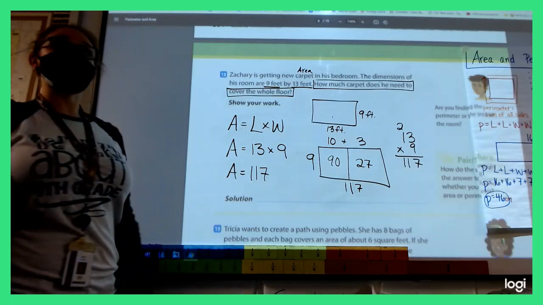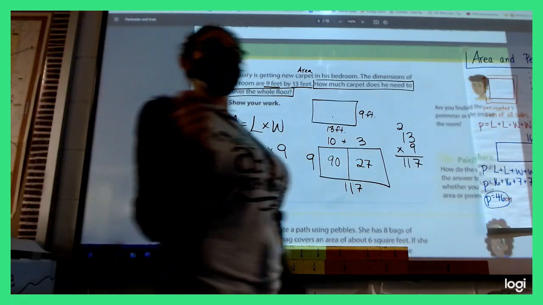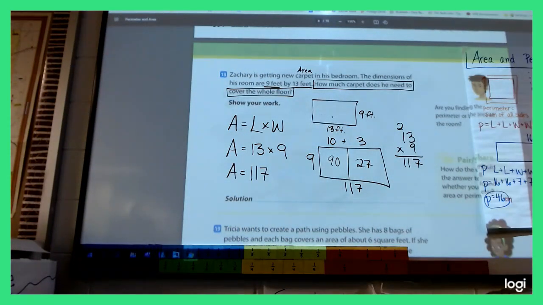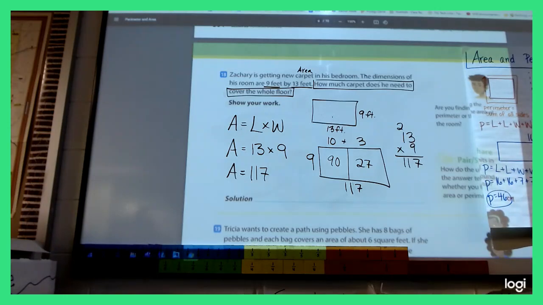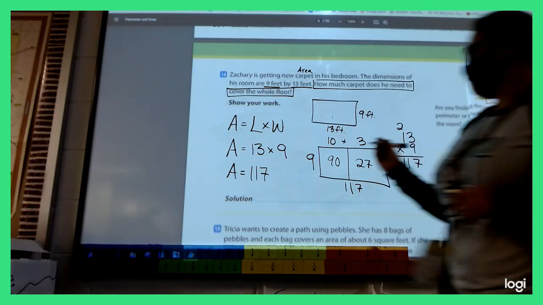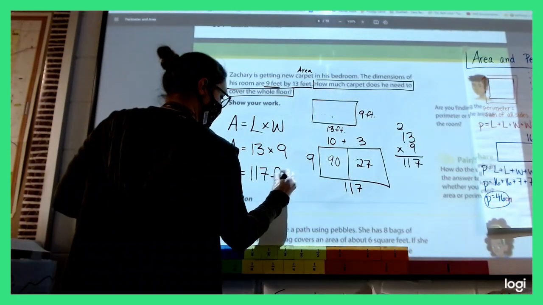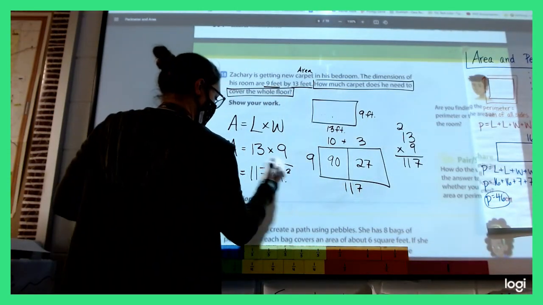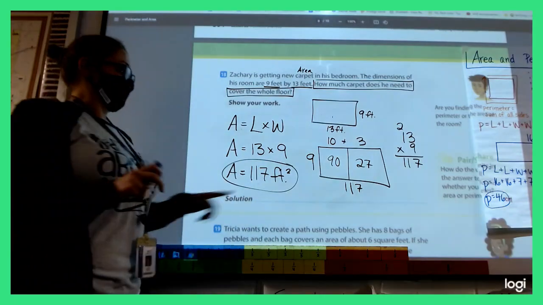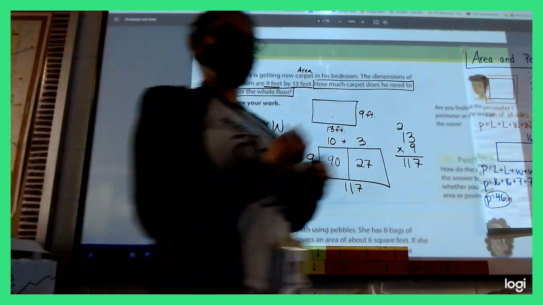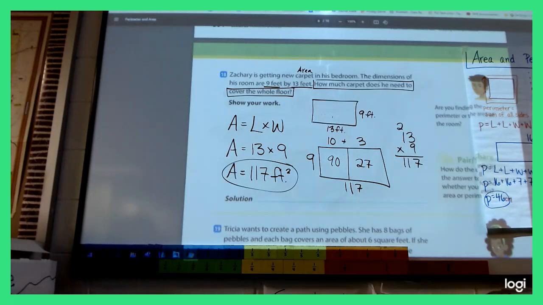And what will my label look like? Remember, this is the answer to an area problem. Angie? 117 feet. Is there a special, cute, tiny little symbol we got to add for area? 2. Yep. Feet squared. All right, remember, that only goes on the problems that are showing the area answer.